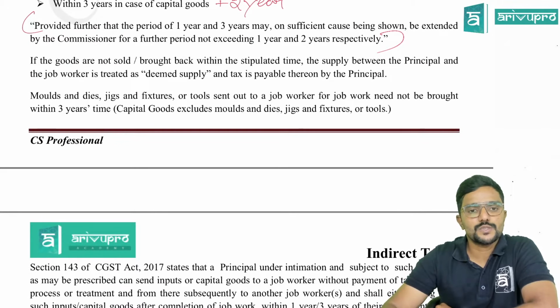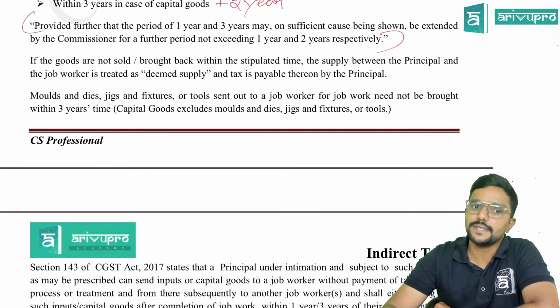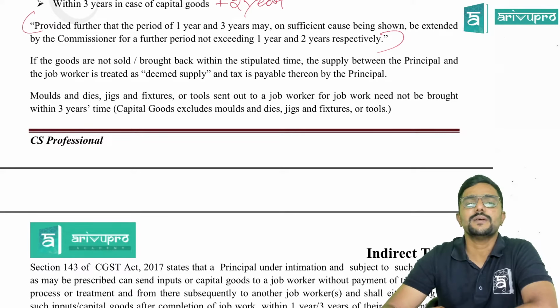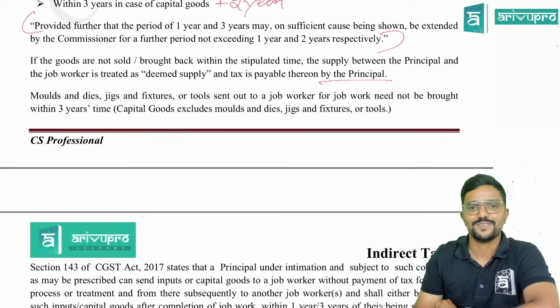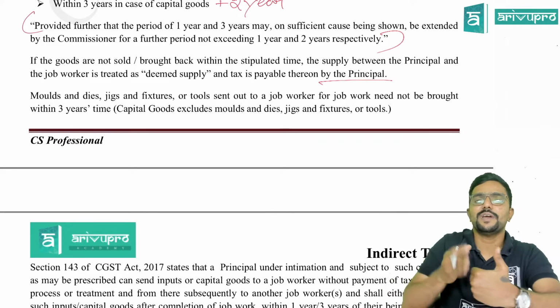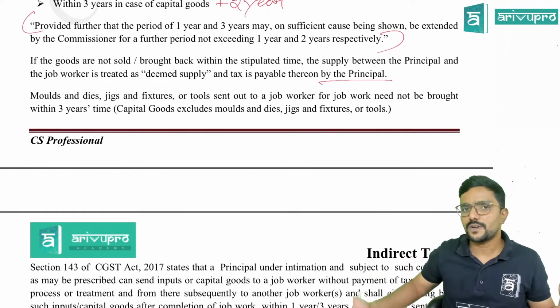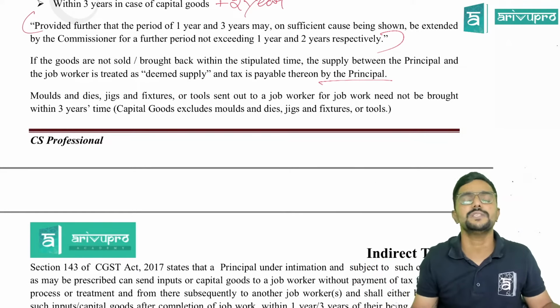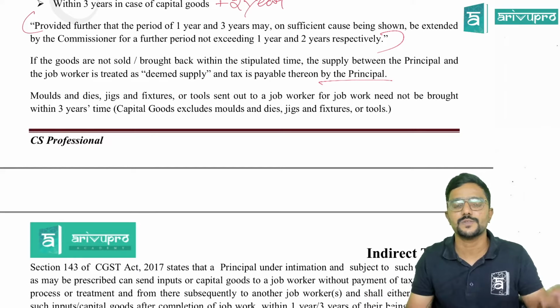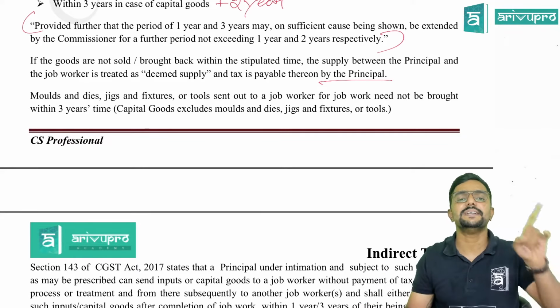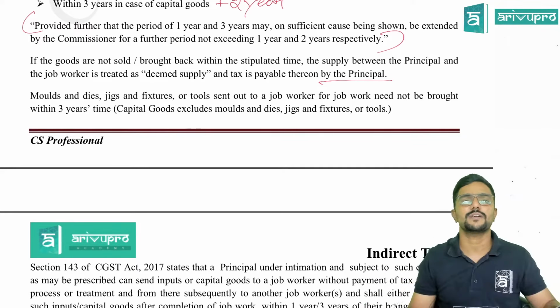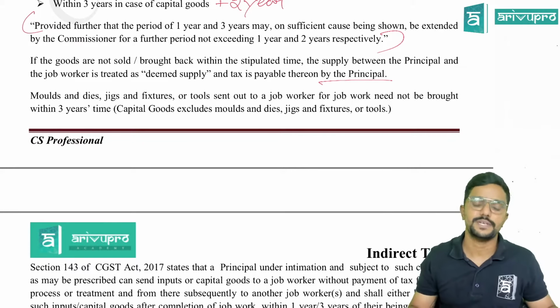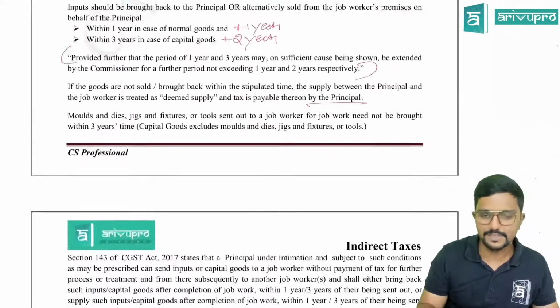If the goods are not sold or brought back within the stipulated time, the supply between the principal and the job worker is treated as a deemed supply, and tax is payable thereon by whom? By the principal. So if the goods are not returned within 1 year in case of normal goods, or not returned by the job worker within 3 years, or not sold within 3 years in case of capital goods, then it will be treated as a deemed supply from principal to job worker, and the principal has to pay tax on it, because he is treated as the supplier.